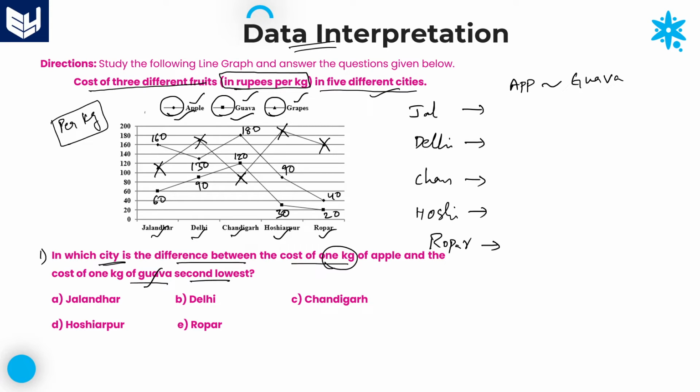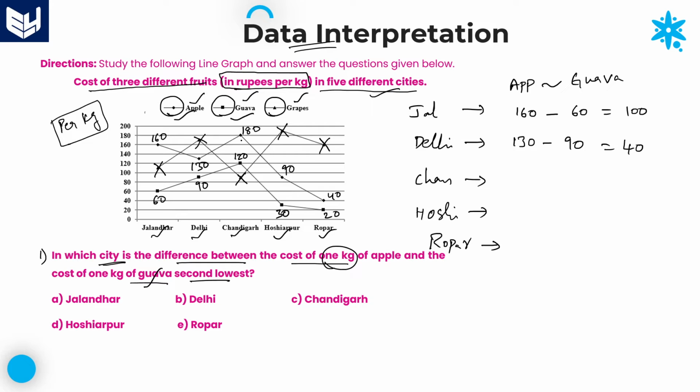Here apple is 160. First city is Jalandhar. In Jalandhar, apple cost 160 minus guava cost 60, therefore the difference is 100. And next, Delhi. In Delhi, apple cost is higher compared with guava. Therefore, apple cost 130 minus guava cost 90 is equal to 40. That is the difference.